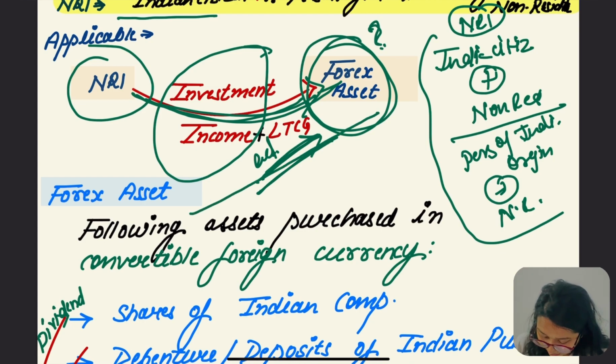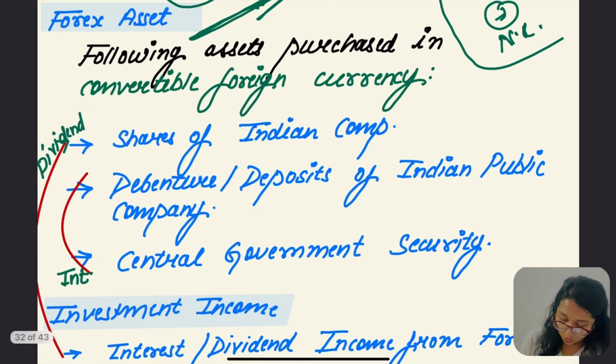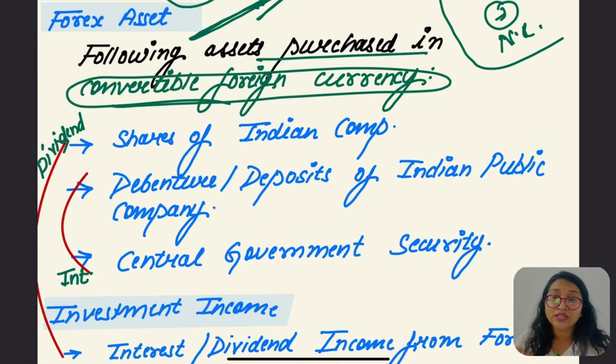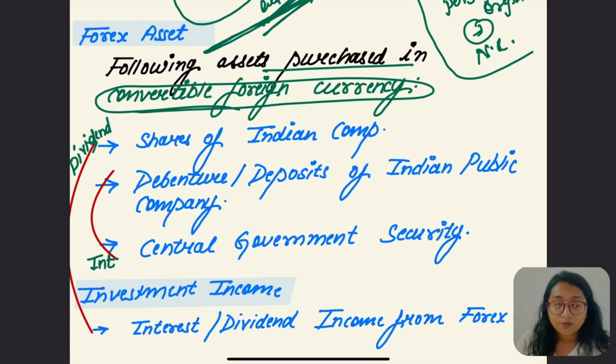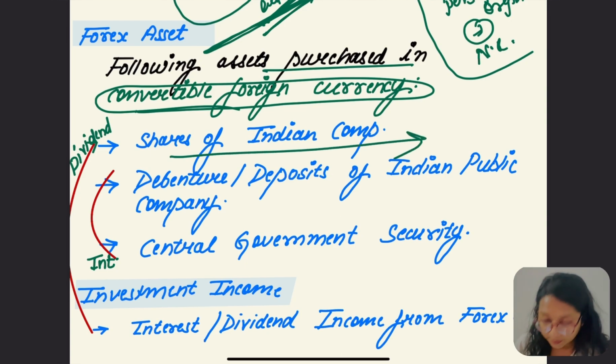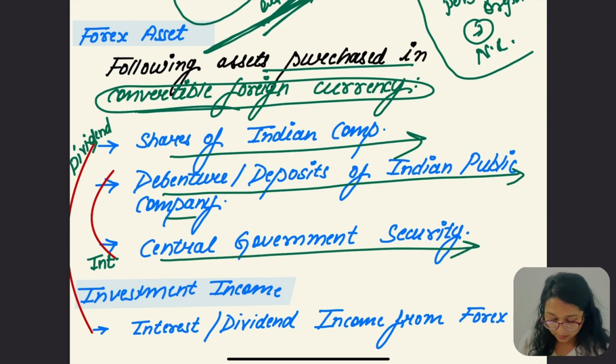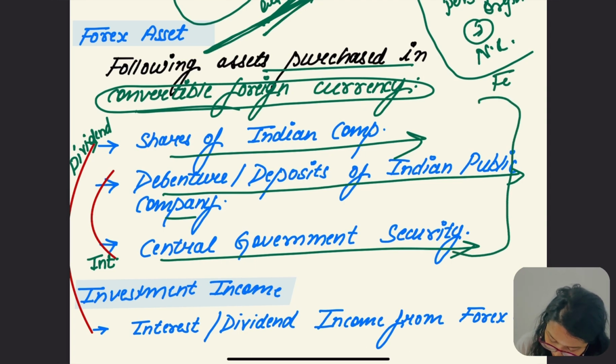Now I have to understand the meaning of foreign exchange asset. We are going to take only the assets purchased in convertible foreign currency. Either they would be shares of an Indian company, debentures, deposits of an Indian public company, or central government securities. These are going to be the foreign exchange assets. Hope this part was clear.